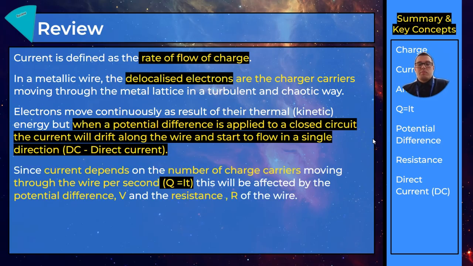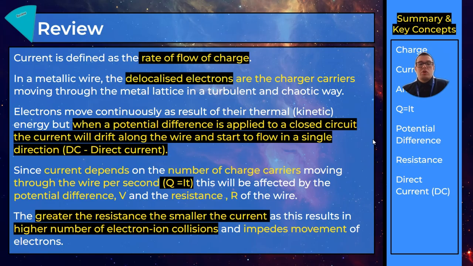Since the current depends upon the number of charge carriers moving through the wire per second, Q equals IT, this will be affected by the potential difference and the resistance, where that's Ohm's law. The greater the resistance, the smaller the current. So if we increase resistance, we typically reduce current because we're making it harder for the number of electrons to pass through. Think of that a bit like if I put a traffic jam in a road, I'm going to reduce the amount of traffic that's able to travel down it, and that's the same idea. So increasing resistance generally decreases current, because it increases the number of electron-ion collisions.